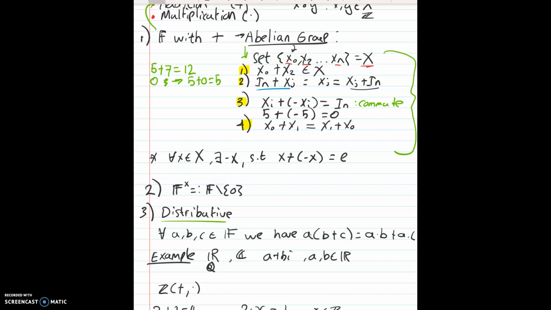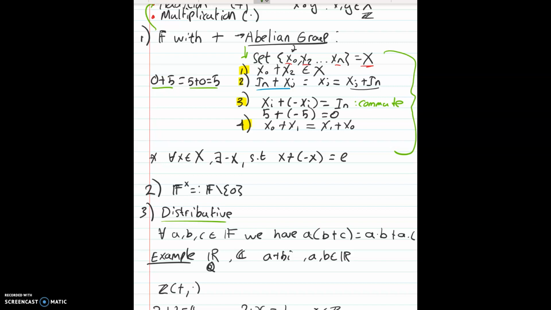So the identity element in the integers is 0, or in the real numbers it's also 0, because 0 plus 5 is equal to 5 plus 0, which is equal to 5. So this has to be something called commutative, which means it doesn't matter what order I do the addition, I should get the same result. So in this case it is unchanged.